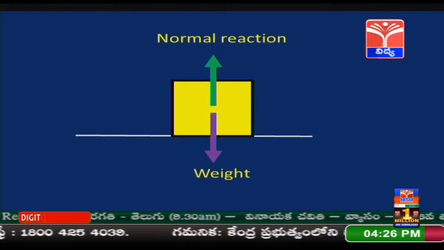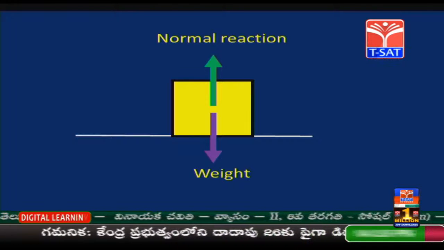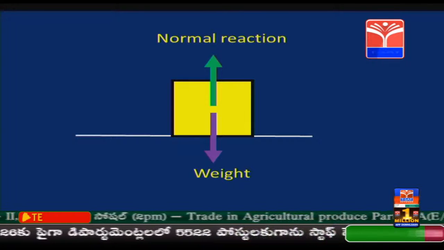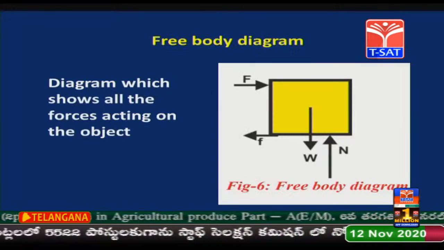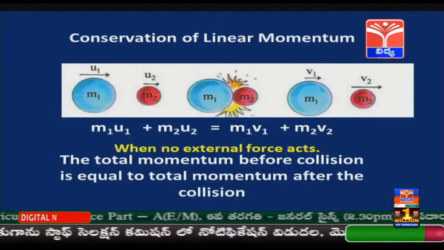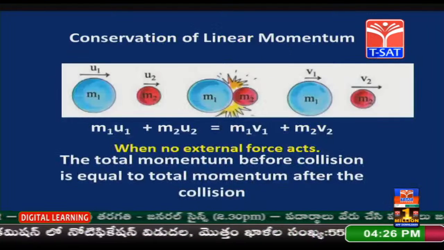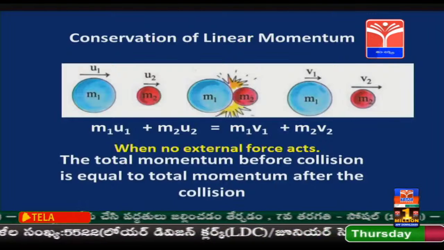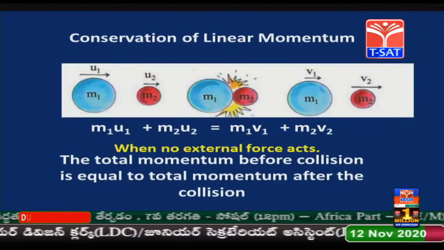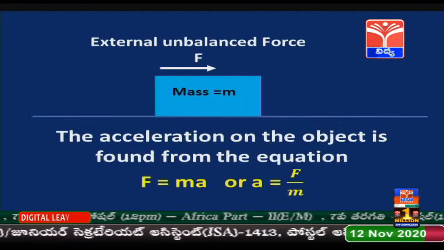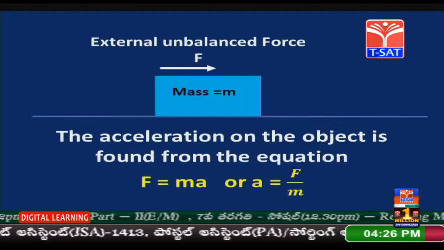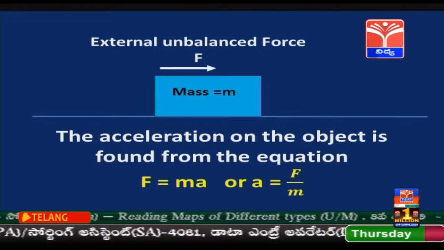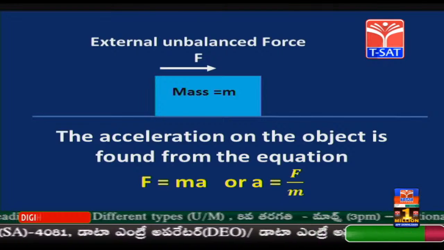We have seen normal reaction acting on an object which is on a surface, which will be equal to the weight of the object. We have learnt free body diagrams. We have seen conservation of linear momentum. When no external force acts, the total momentum before collision is equal to the total momentum after collision. We have seen the force generates an acceleration on an object of mass m. We can find it from the relation F is equal to ma.